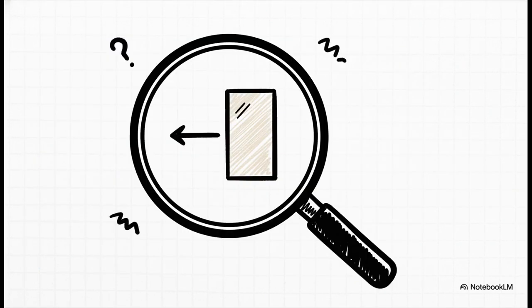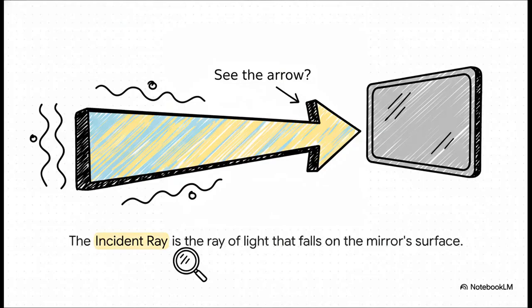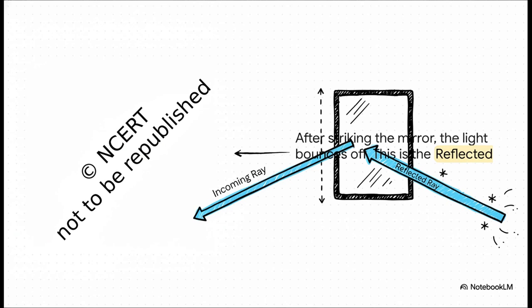To really understand what's happening, we need to know a few key terms. So let's build a diagram together, step by step. It'll make everything perfectly clear. First up, we have what we call the incident ray. This is just the ray of light that is falling on the mirror's surface. See the arrow? It's pointing towards the mirror. And after that ray hits the mirror, it bounces off, right? This ray that's going away from the mirror, we call that one the reflected ray.